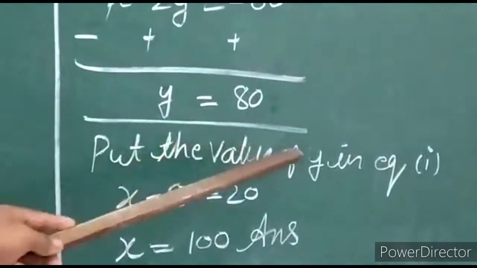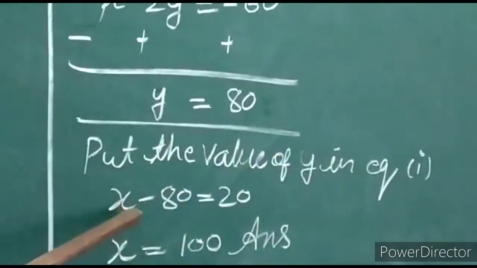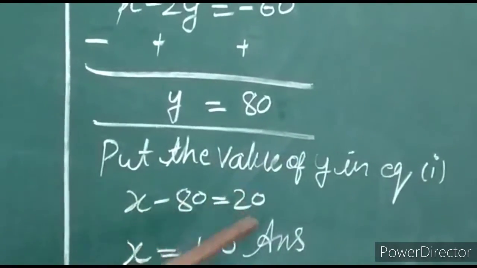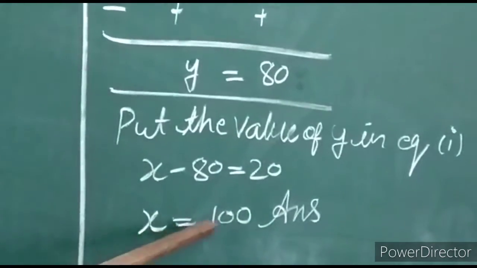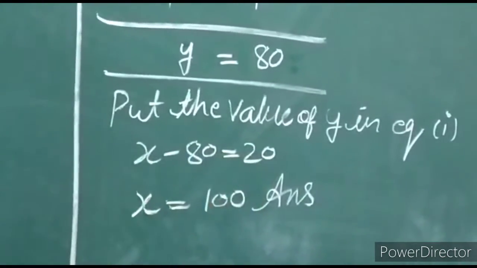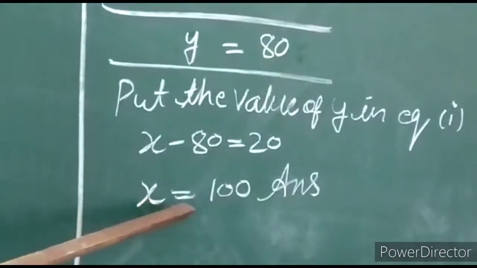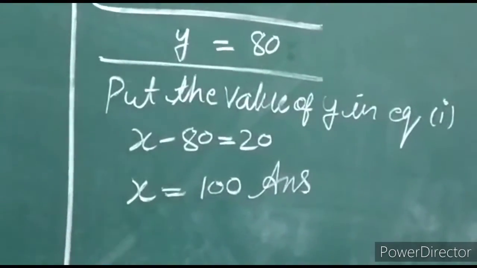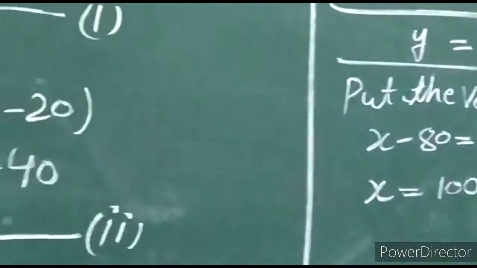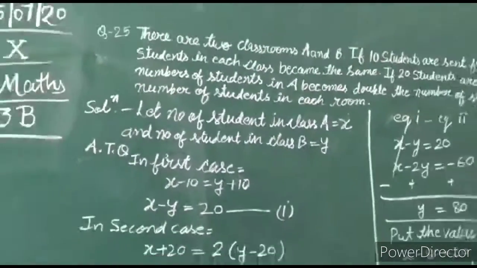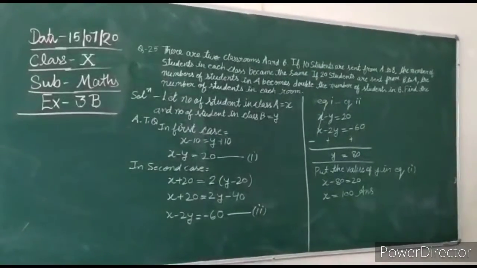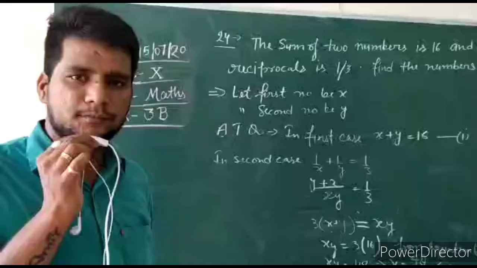Now, we will put the value of y in equation first. Therefore, it will be x minus 80 is equal to 20. Therefore, the value of x will be 80 plus 20, which is equal to 100. Therefore, the number of students in class A is equal to 100 and the number of students in class B is equal to 80. Students, I hope that with the help of this video you can solve other problems of this exercise. Thank you. Have a nice day.